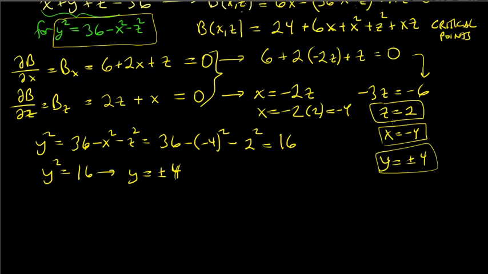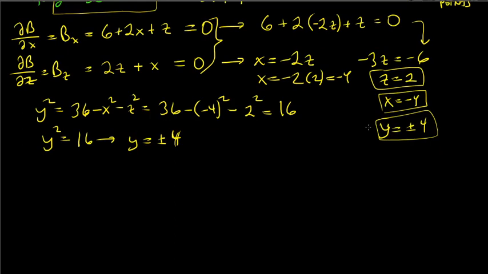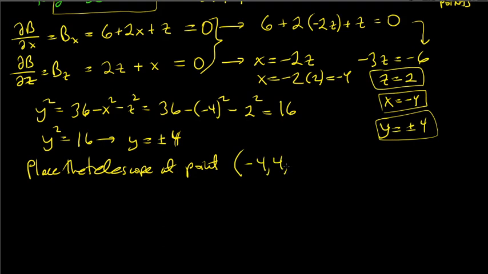So there we go, right? So the question is, where should you place the telescope? Well, these are the rectangular coordinates. You can always convert them to longitude and latitude. In fact, that's a pretty good problem to do. We can look at that later. So place the telescope at the point, well, either at point negative 4, 4, 2, or at the point negative 4, negative 4, 2.